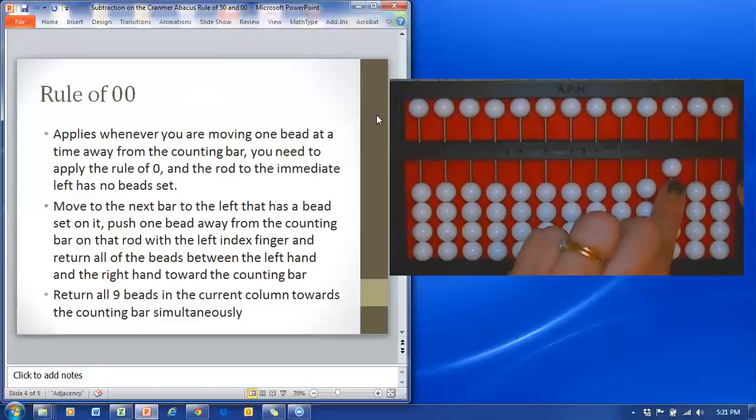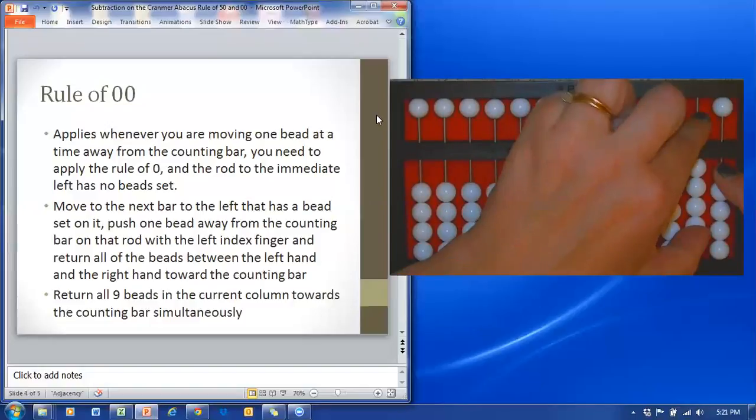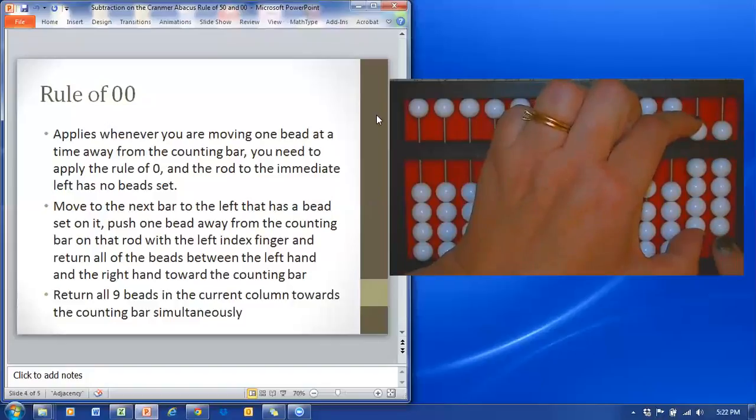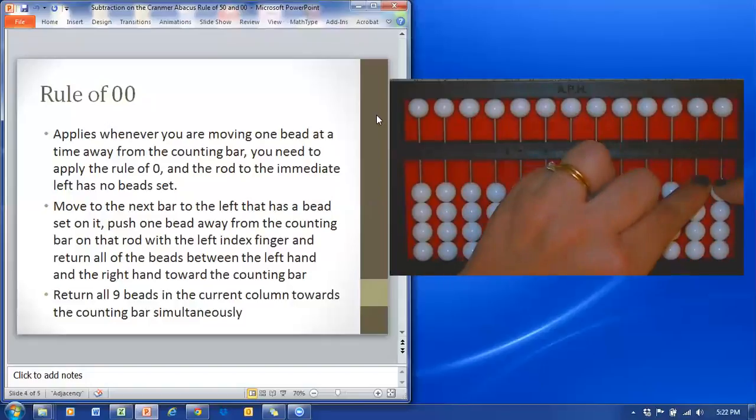If I have a 1 in the hundreds, and that's the next place that I can subtract, I'm going to move that down. With my left index finger, I'm also going to return the 9 beads in the tens column. With my right hand, I will return the 9 beads in the ones column. Again, something that's not going to occur as often, but something to be aware of. Let's look at some examples of where that might occur.